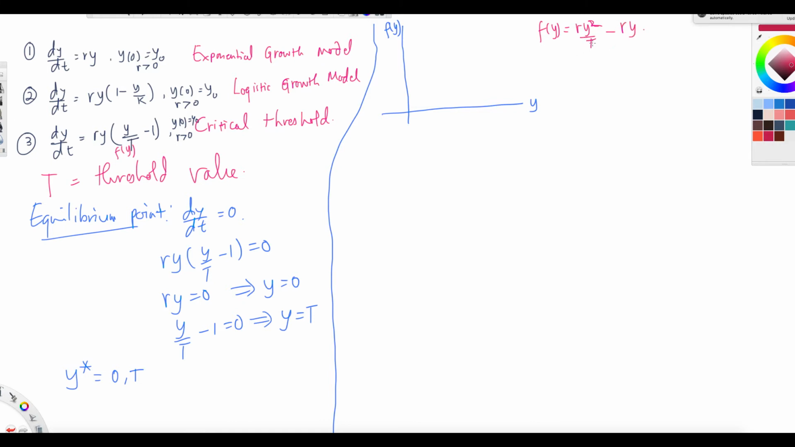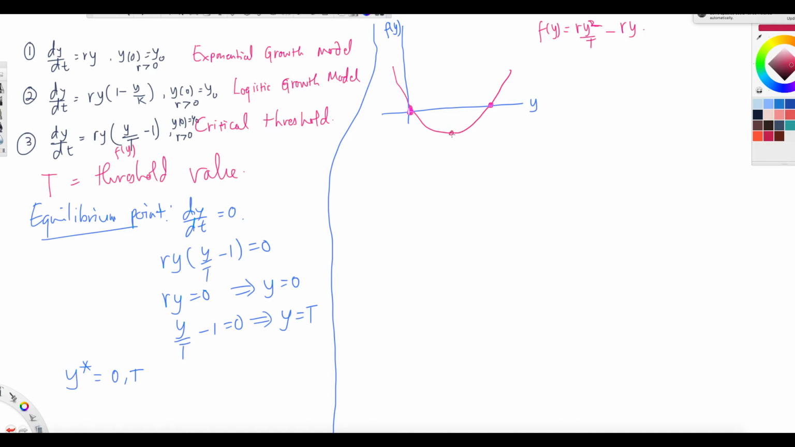R is positive, t is positive. So this is a quadratic with the leading term positive, meaning it will have a parabola that is concave upward, right? But where does it intersect the horizontal axis? When we set f of y equal to 0, you get 0 and t, right? So we have a concave up parabola with roots at 0 and t. This is what you get.